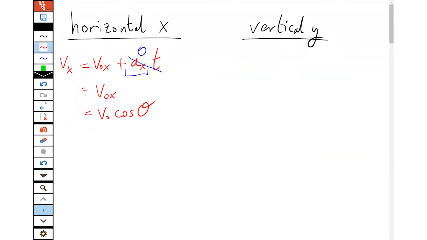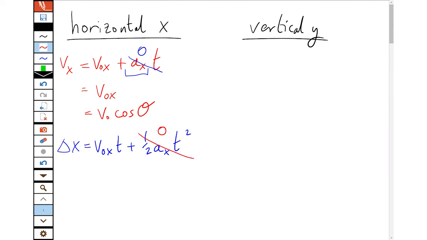Then we want to know how far do things go? Well, how far do things go horizontally? The change in position is the launch velocity times time, plus a half the horizontal acceleration times time squared.